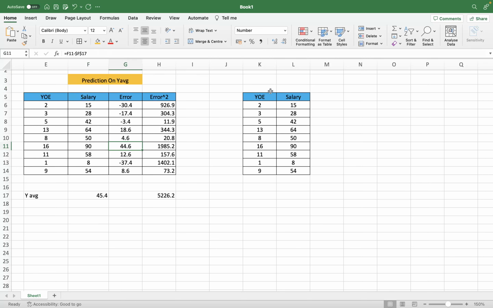This is the prediction on the Y average. Now we'll do a prediction on linear regression, right? Let's do this, but I'll do that one after. So we know we have an equation. What is that equation? Tell me, anyone. The equation is y equals mx plus c, right? This way we'll do the predictions.